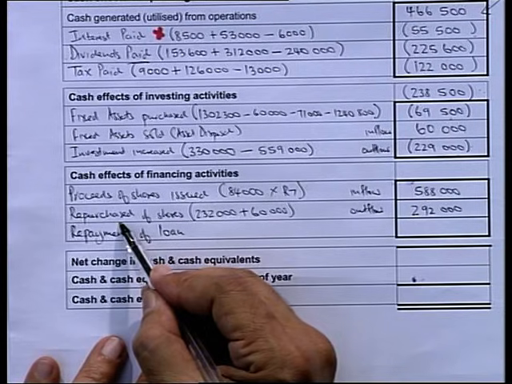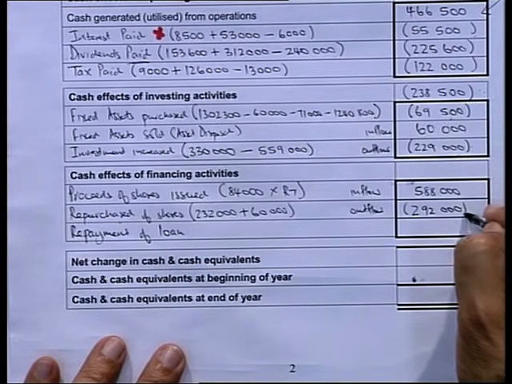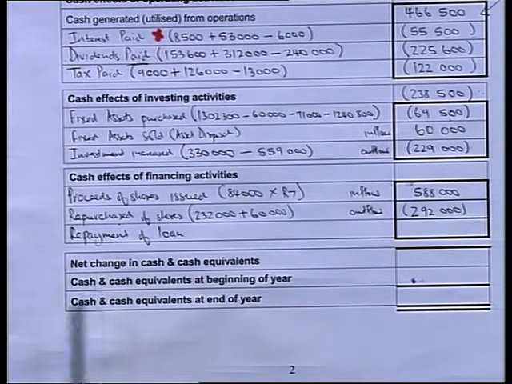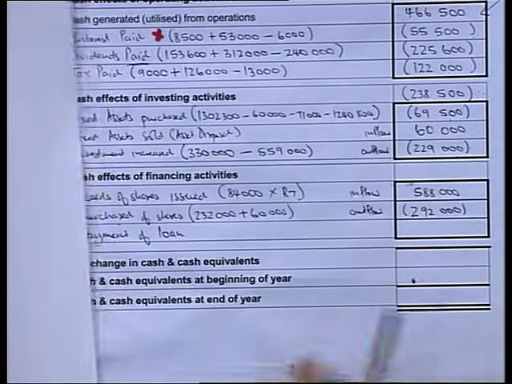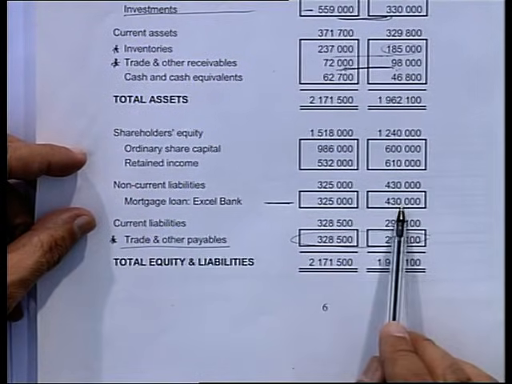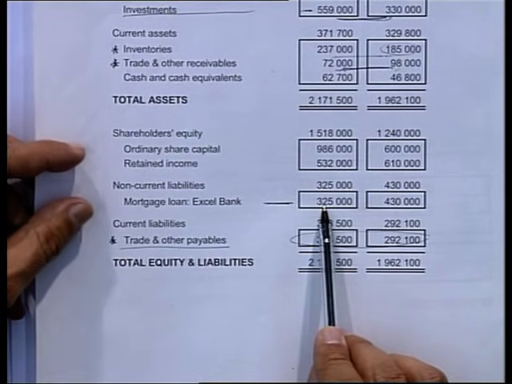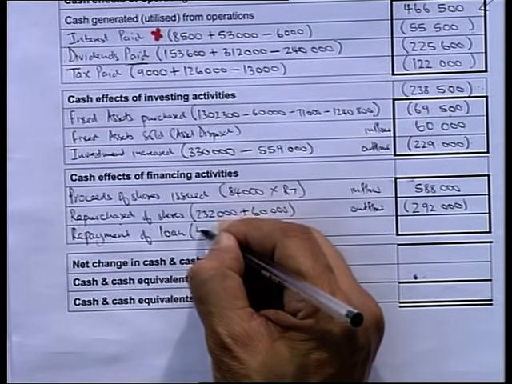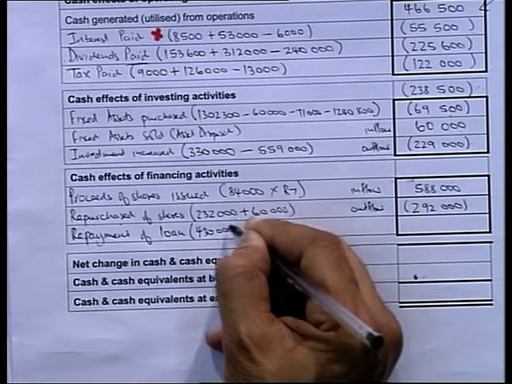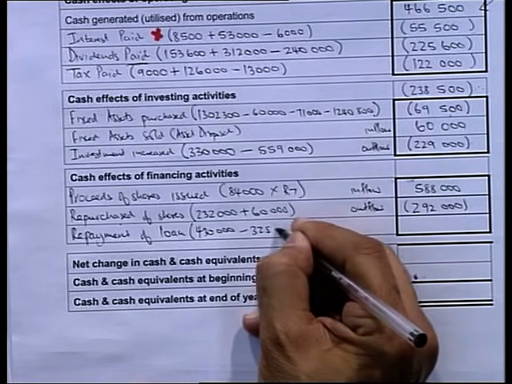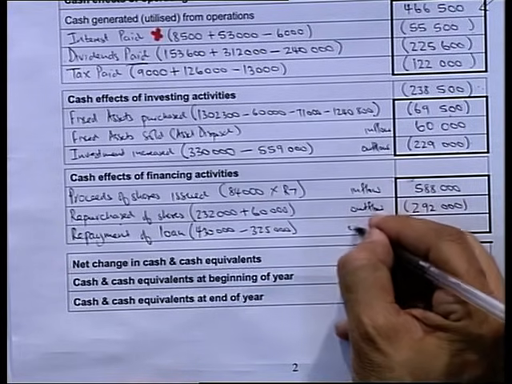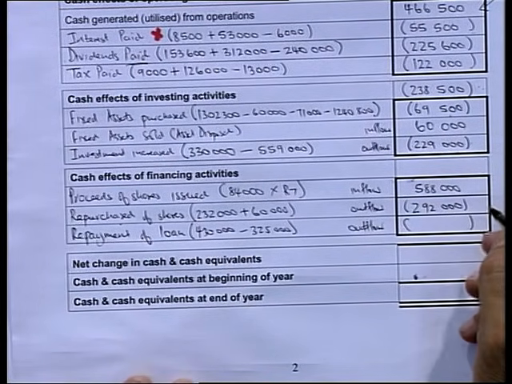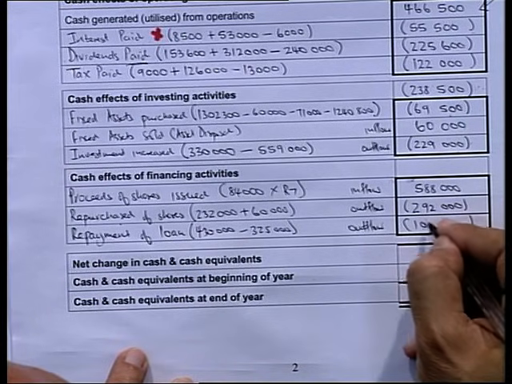We are repurchasing the shares. It will be seen as an outflow, so it will have to go in brackets. Then the last line, for the repayment of the loan, we just have to get the difference. The loan movement was from 430,000 to 325,000. So that will be my bracket over there. It's a repayment, so it's seen as an outflow. It will go in brackets, and the repayment of the loan is only 105,000.